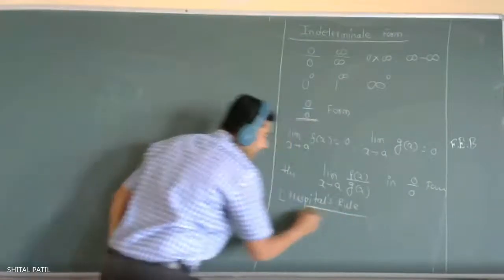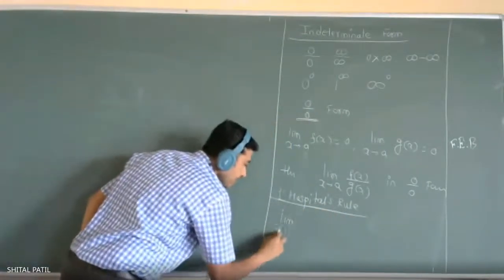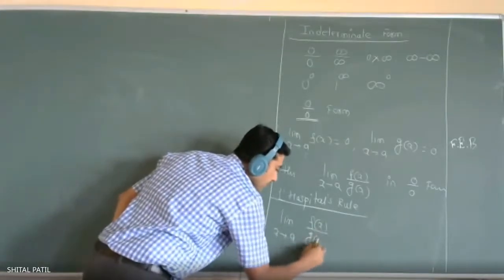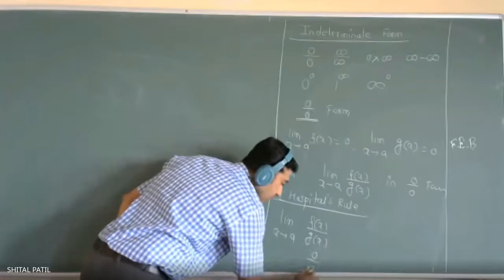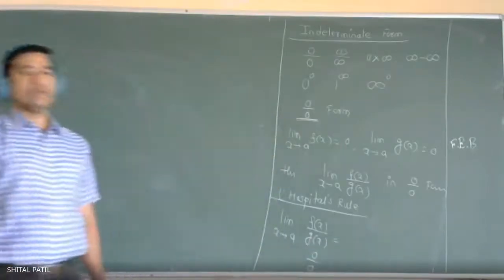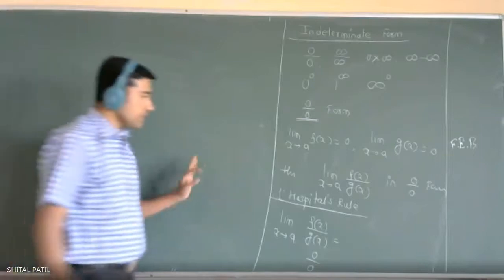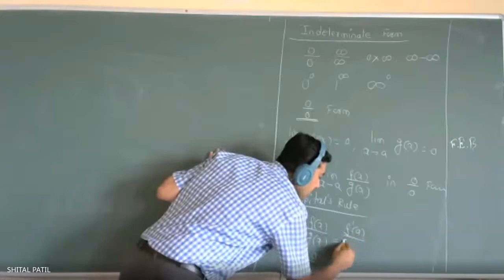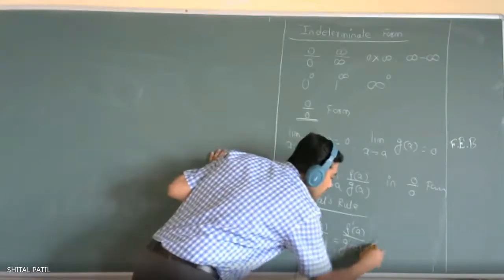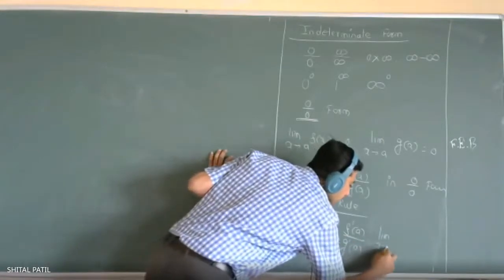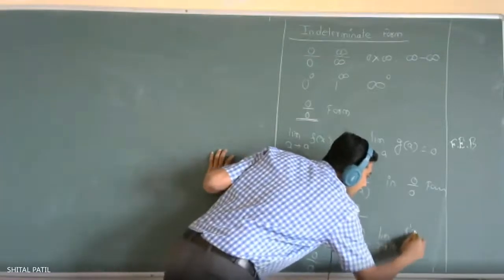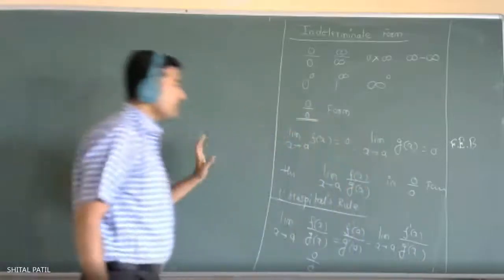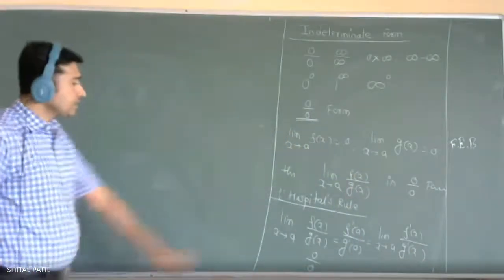So the rule is like this: limit x tends to a, f of x divided by g of x. If it is in 0 by 0 form, that is if f of a equals 0 and g of a equals 0, then that is equal to f dash of a divided by g dash of a. Or in other words, in terms of limits, it will be limit x tends to a, f dash of x divided by g dash of x. We studied up to this point.